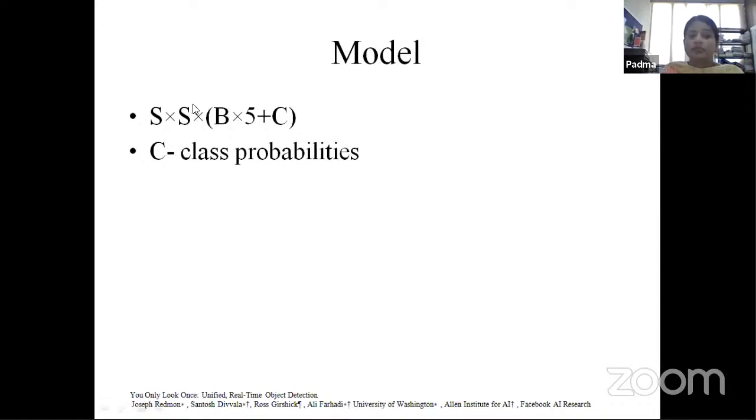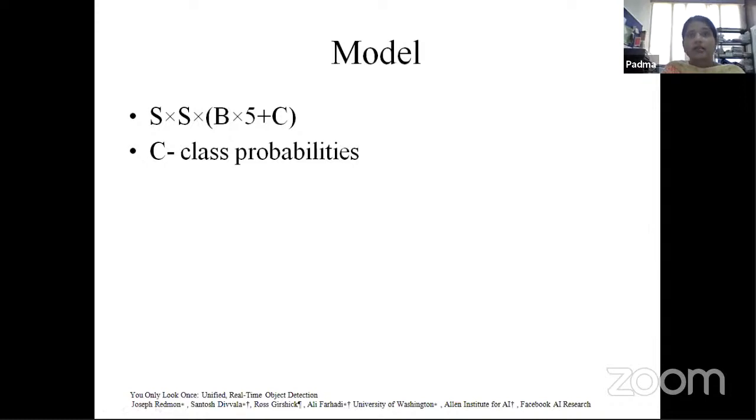Suppose the input is divided into S cross S grids, and each grid produces B number of bounding boxes. In our example, if each grid produces 2 bounding boxes, then each of these bounding boxes would give us those 5 parameters, that is X, Y, W, H, and the confidence score, right?